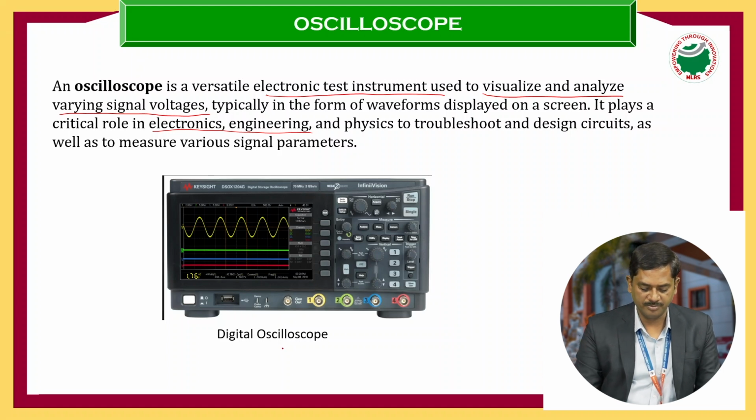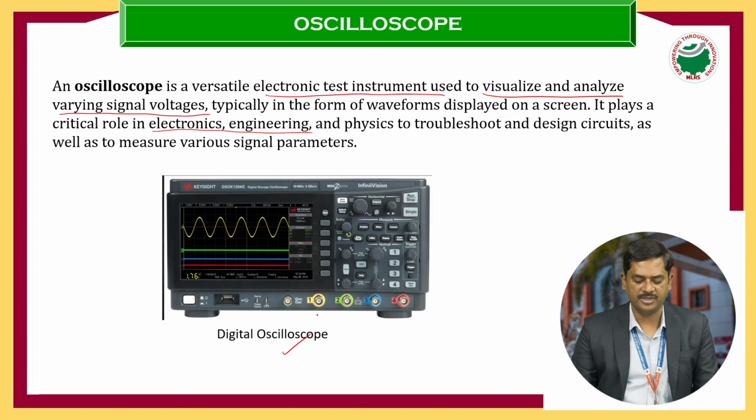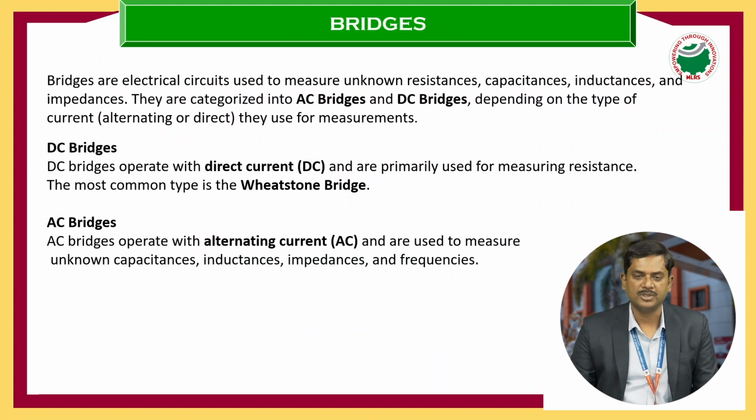So this is how the basic block diagram, the basic view of an oscilloscope, looks. For all circuits, if we want to know the output graphically, then we use the oscilloscope at each and every input and output part. We also have special purpose oscilloscopes, such as the digital storage oscilloscope, mixed signal oscilloscope, and sampling oscilloscopes, which are used for specific purposes.